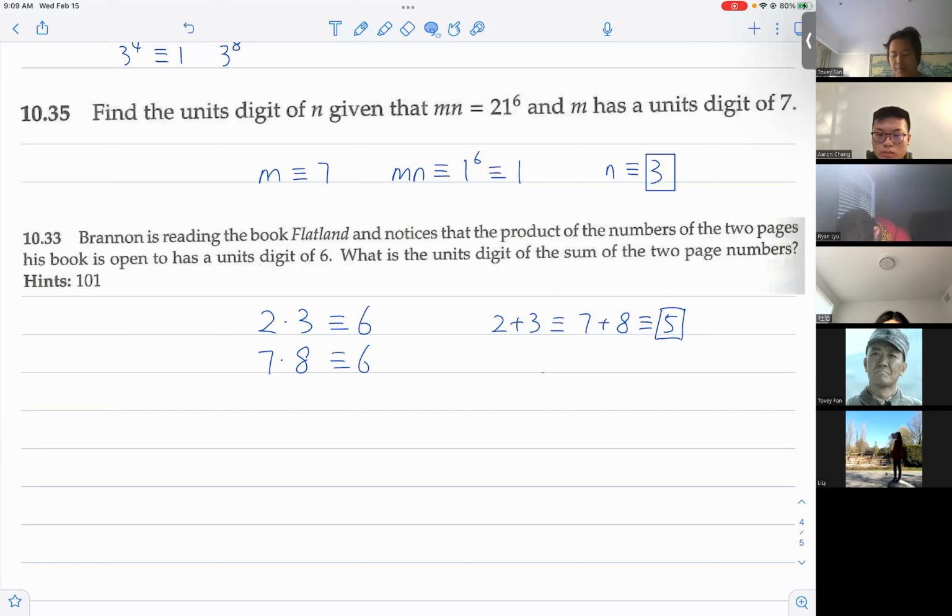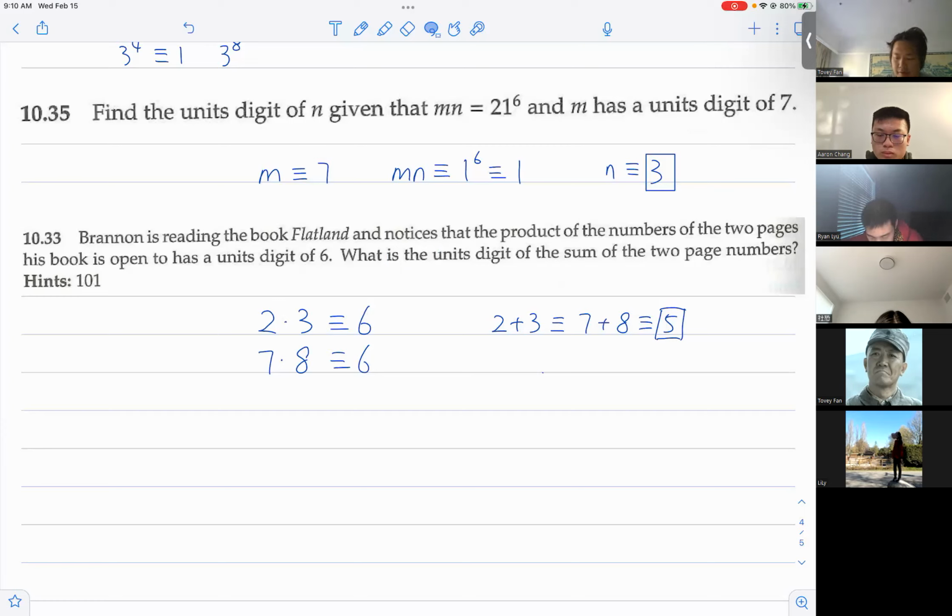If it's asking what are the possible values, then you must consider all the cases and find out the sum of their units digit. Make sense? It says what is, then that means that there's only one possible answer. But that's just based on the wording. If it says what are the possible values, you have to consider all the possibilities. Don't omit any possibility.